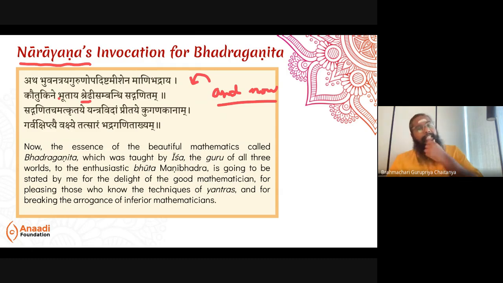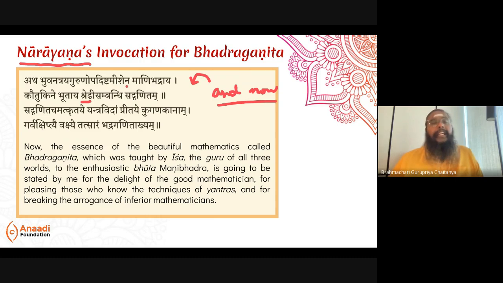What is he going to start? He's saying he is going to give some beautiful mathematics. Sad Ganitam, he is going to say. Okay. What is he going to say? Atha Bhuvanatraya Guruna. The 3 Bhuvanas' Guru, which is Isha.